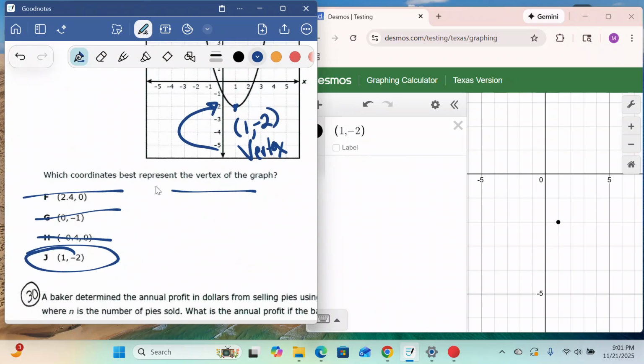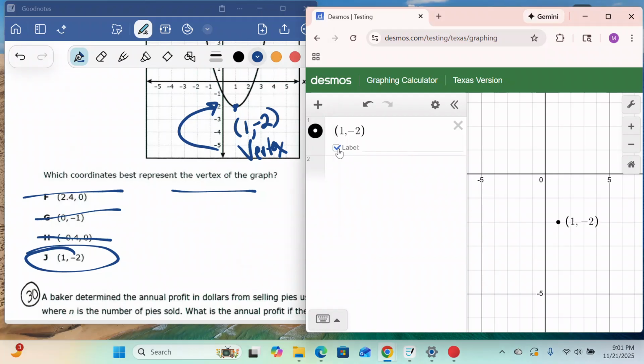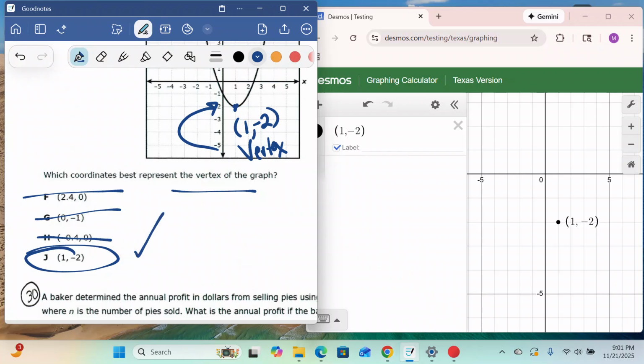If I didn't get the right one, you can graph every single one of them and check. You can also label it. So again, it will label your 1, comma, -2 to check to see that it is correct. So that is letter J. Another easy one that Desmos does do.